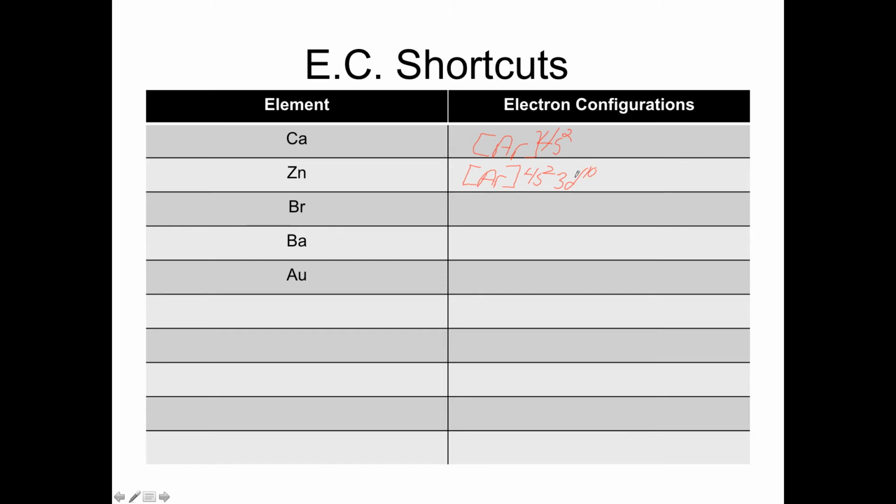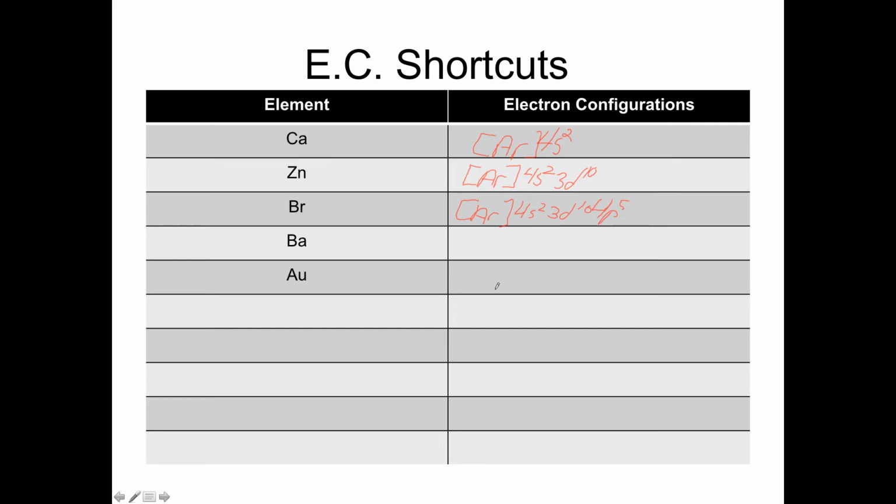Let's try bromine. Bromine most recently passed argon. Put that in brackets. Then I do 4s2, 3d10. And last but not least, now I'm in the 4p section. I count over, and it's the 5th one in that section.